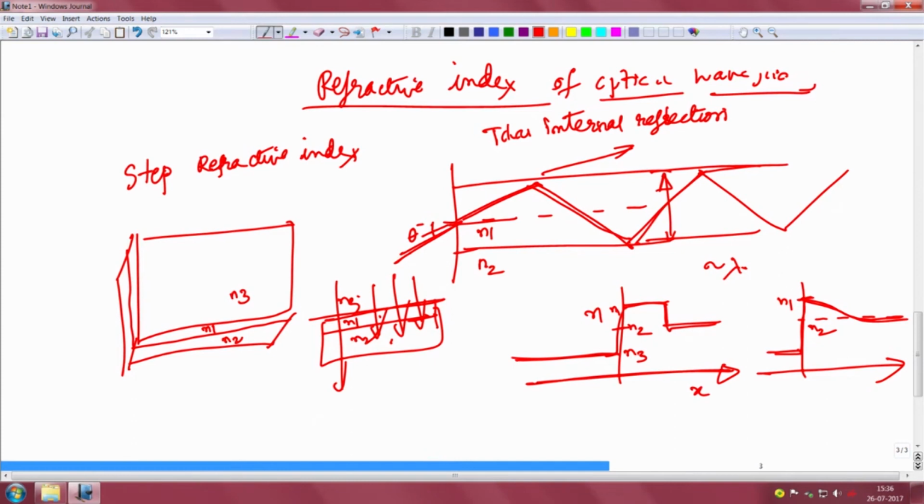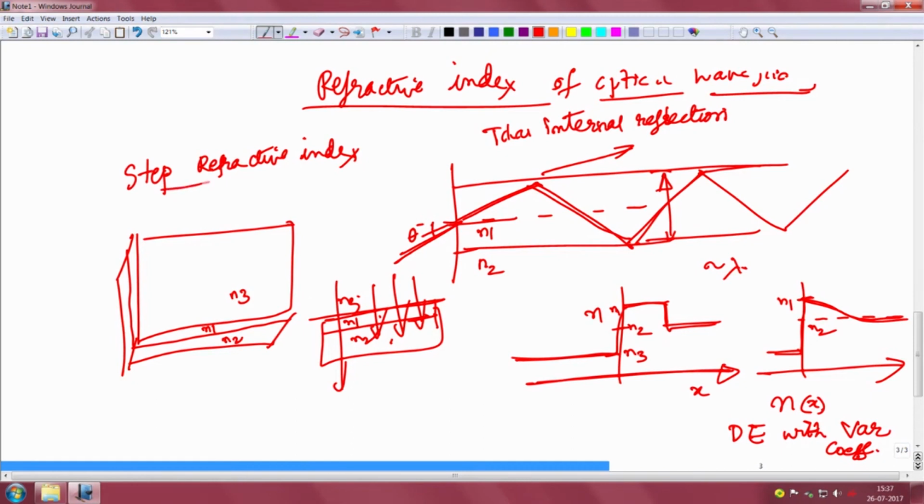Mathematically, conceptually there is no difficulty with treating step index or graded index, but we should note that refractive index as a function of x will result in a wave equation and differential equations with variable coefficients.